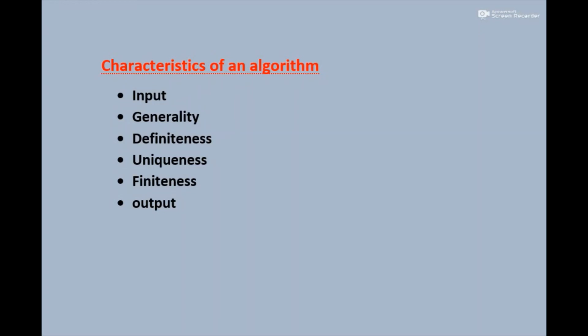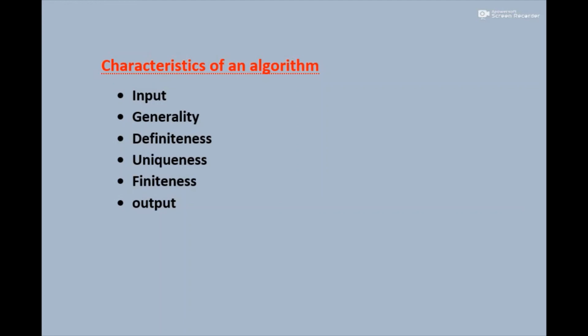The next feature is definiteness, which means each instruction should be written in a simple and precise manner so that everyone can understand it. The next feature of an algorithm is uniqueness. Each step in an algorithm should be uniquely identified, and the output of each step should depend on the previous step.